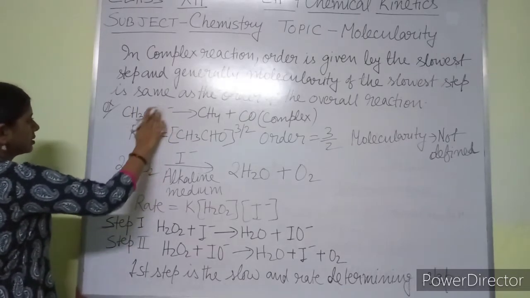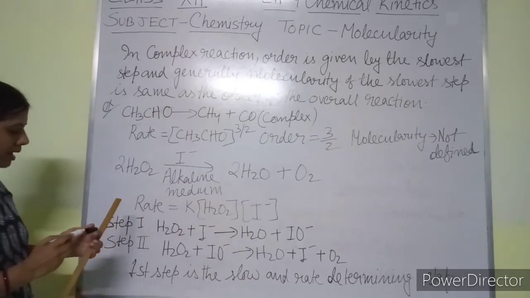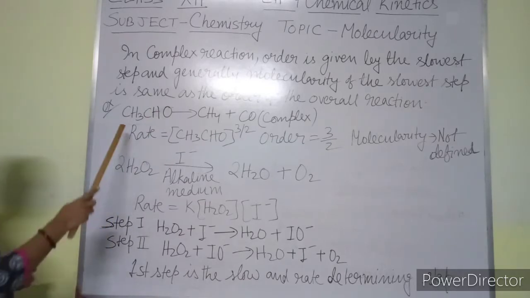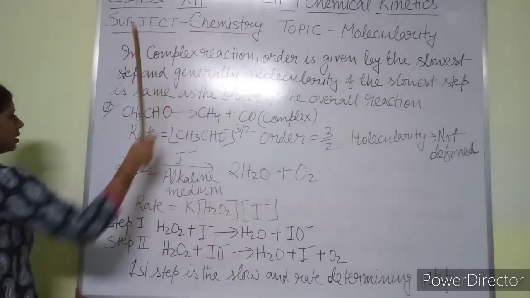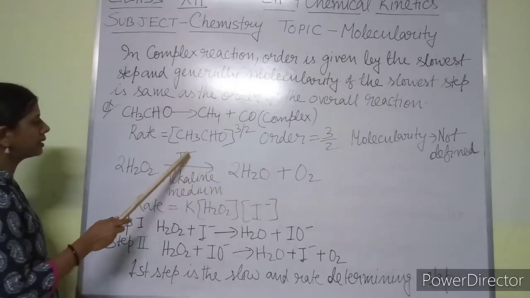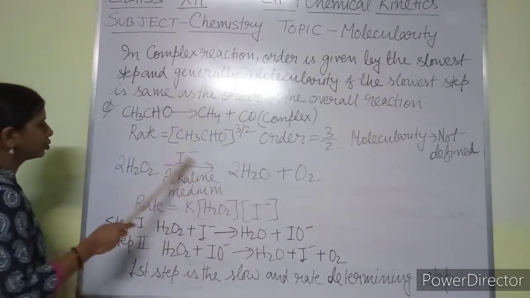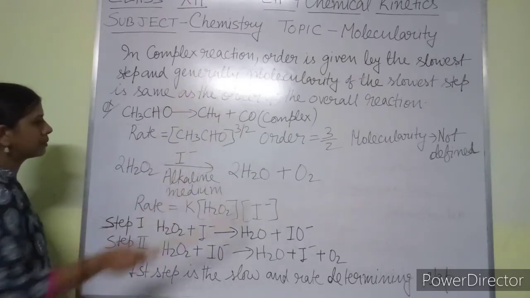CH3CHO. I have written it wrong. It is not iron, this is a compound, CH3CHO. It is broken into CH4 plus CO. The rate of the reaction has been experimentally found to be the concentration of this compound raised to the power 3/2.